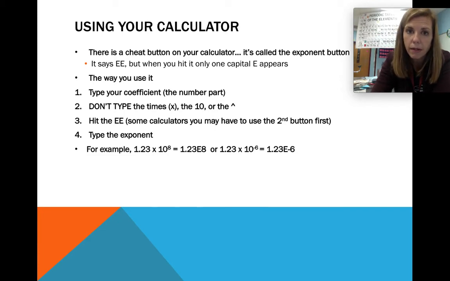So the E button is like a cheat, and what it does is it makes that calculator know that that is one number versus a times and a 10. Otherwise you're going to have to use parentheses, and that becomes very confusing for your math. So for example, 1.23 times 10 to the 8th would be typed in as 1.23 E8, and it's all one number, okay? And this will make our lives easier.